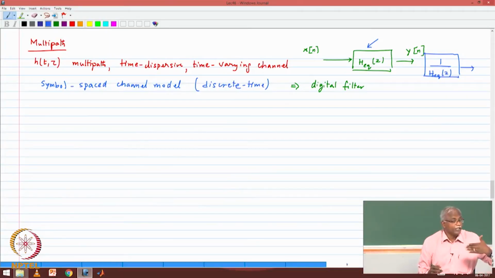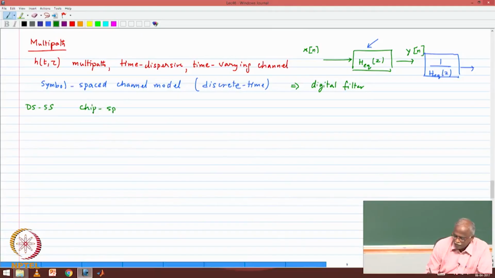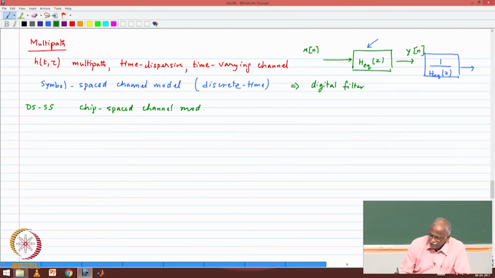Now I am working with a spread spectrum system. So it is no longer symbols that are coming in, it is chips. What we have for a direct sequence spread spectrum system is a chip spaced channel model. I will pick it up from there, and the rest of it will become very, very easy for you.